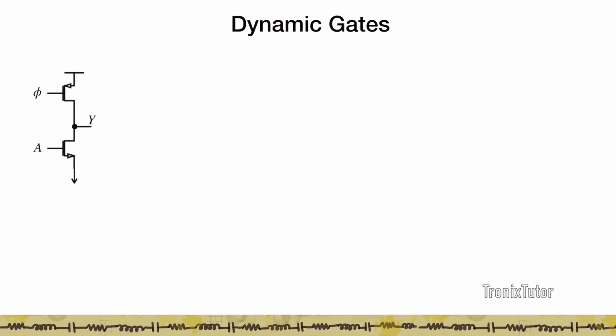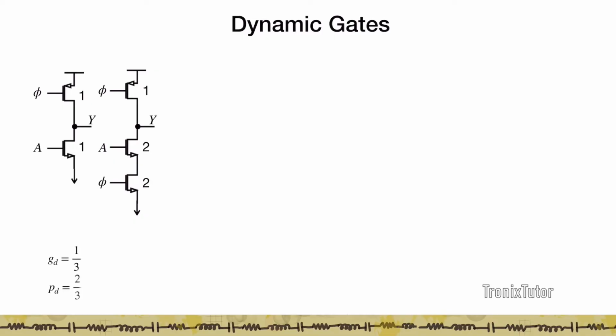So for example, let's look at a footed and an unfooted inverter. This is known as a footed inverter. This is known as an unfooted inverter because the other one has a foot transistor, right? Now if I look at the sizing of these gates, the unfooted transistor sizing is going to look similar to that of the smallest inverter. Only thing, it's going to be 1 1 instead of 2 1, whereas that of a footed inverter is going to be 1 2 2.